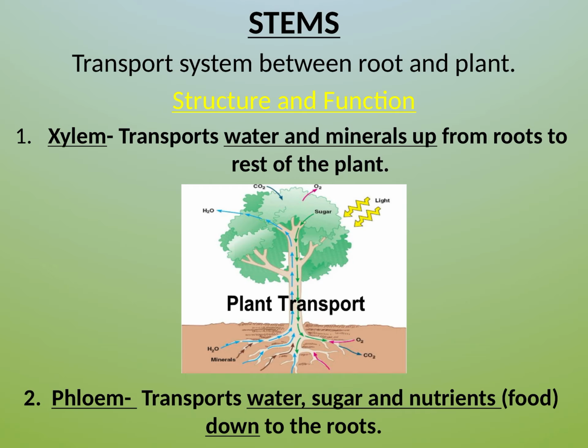The other part is the phloem. If you remember the video, it said the phloem sounds like food. That's an easy way to remember what it transports. It's transporting water also, but sugar and nutrients. Those are the food, down to the roots. So the sugar and nutrients, all that stuff getting made out in the leaves, it's being transported downwards to the roots so the roots can get the nutrients they need to grow.